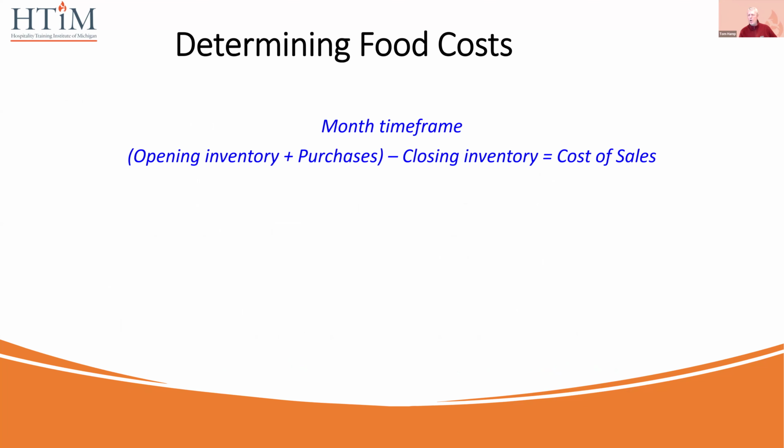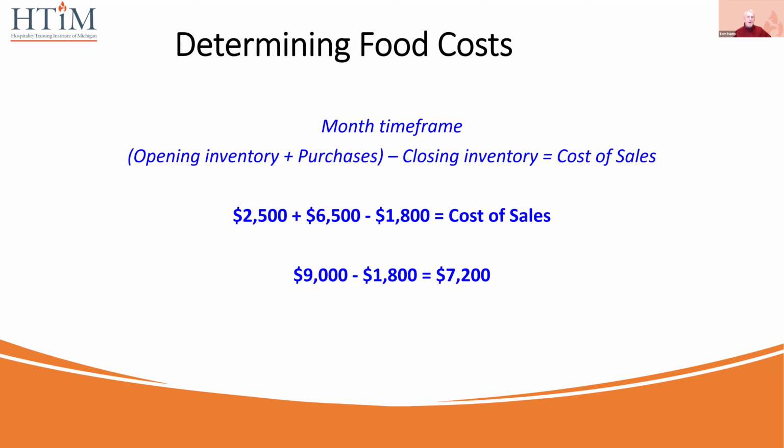So maybe we're looking over a month time frame. So we're going to put some numbers to this. So that opening inventory plus your purchases minus that closing inventory gives us that cost of sales. So if we have an opening inventory of $2,500, purchases of $6,500, minus $1,800 worth of closing inventory, our cost of sales equals $7,200. Pretty straightforward here. Remember, on the exams, you're going to get that formula that's up at the top. You just need to know where those numbers go in, so you don't have to memorize the formula. Questions, comments here?